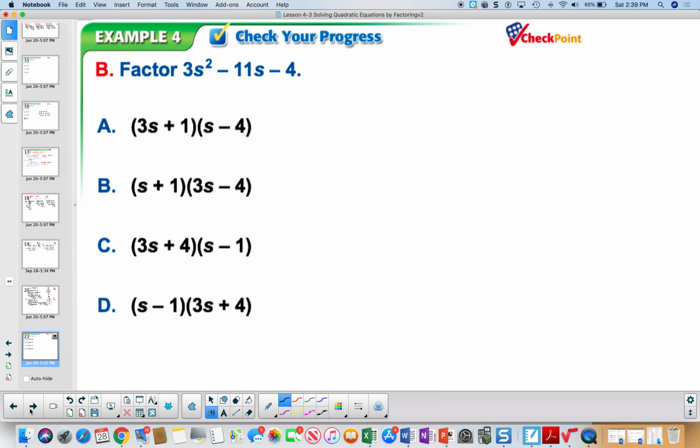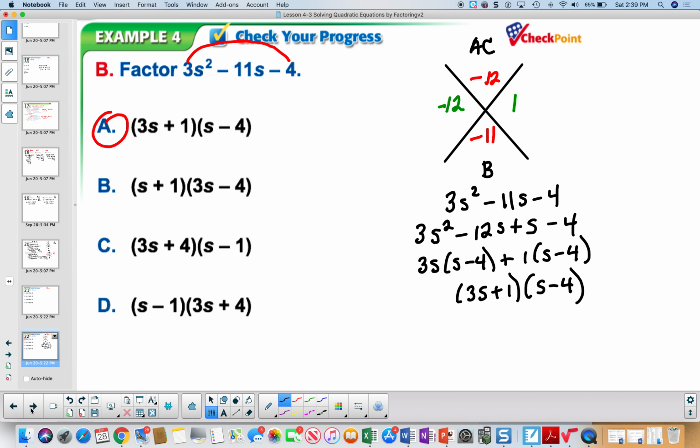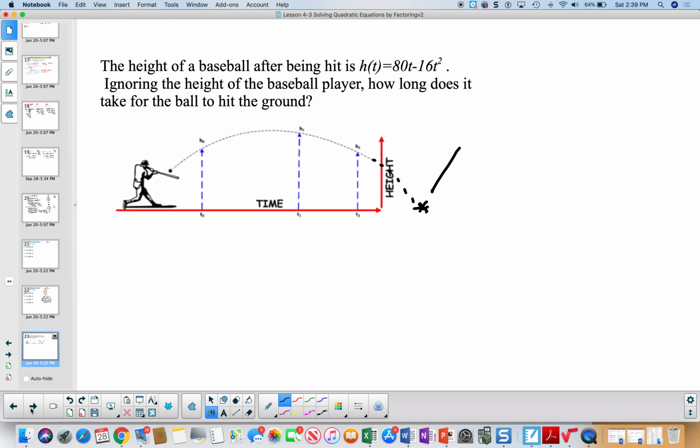Okay, your turn, pause. And here's the answer. Let's take a look at an application.